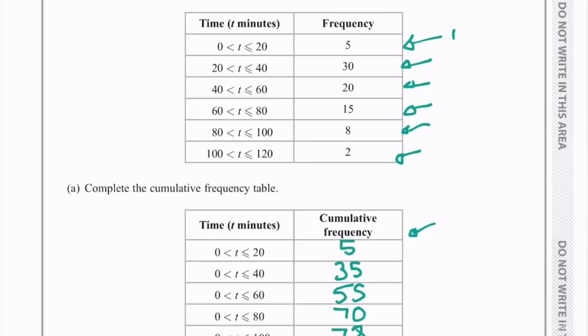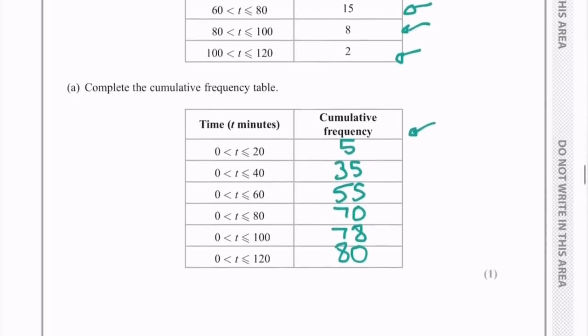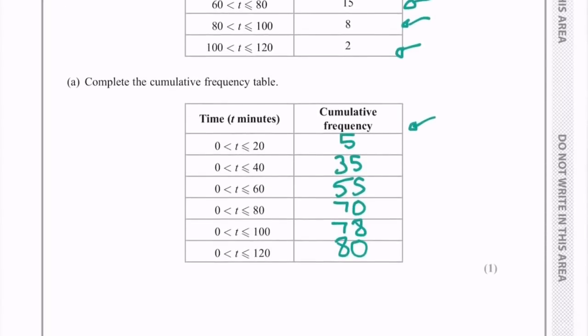Now sometimes in the question it says what this total is going to be. We'll just have a quick look. It does actually say that, so we know we're right. It does say 80 office workers. So that's a nice little hint to us that we've done it correctly. Now we just have to actually draw these points. So what do we have? 5, 35, 55, 70, 78 and 80.